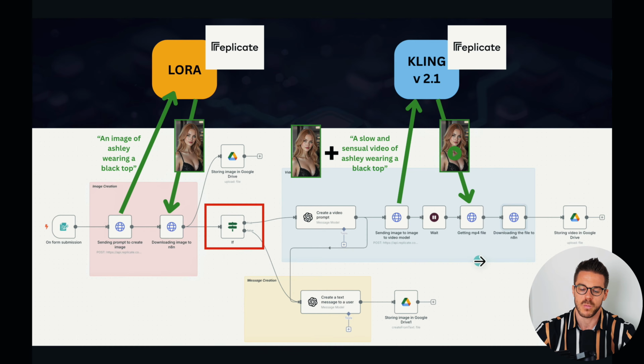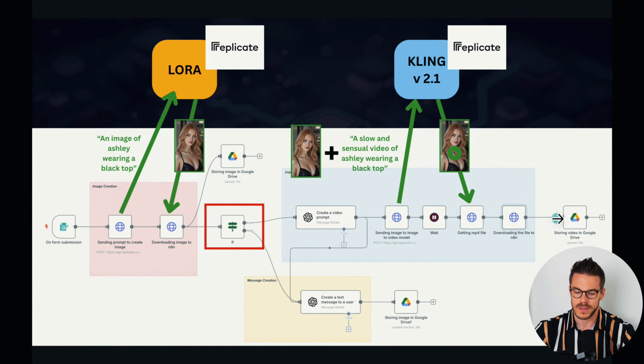And in that step, we use another HTTP request to download the finished video. Okay, you see now we have a video that is basically created out of the image we created in the first step. And once we requested the MP4 file from Replicate, we have to download the actual file, the MP4 file, to n8n, and then we can also store it in Google Drive.